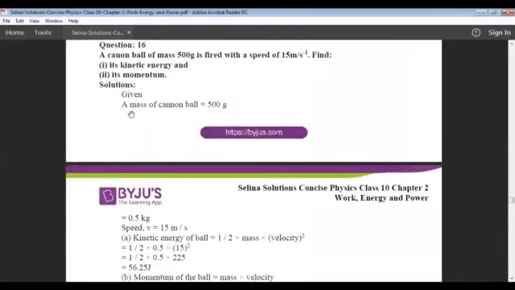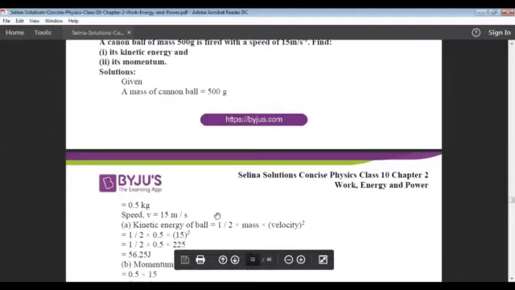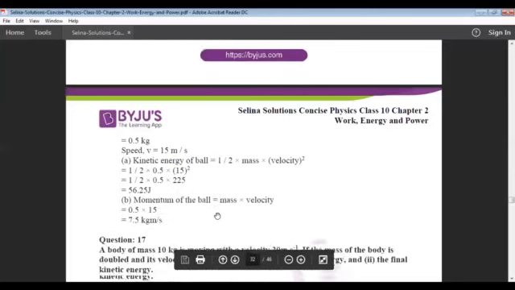Next one, 16th one. A cannonball of mass 500 gram is fired with the speed of 15 meter per second. Find its kinetic energy and momentum. Okay, so we know the mass and we know speed. So we can easily calculate the kinetic energy using the formula half mv square.